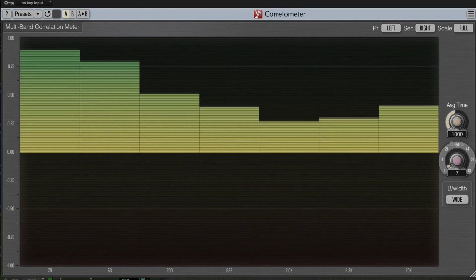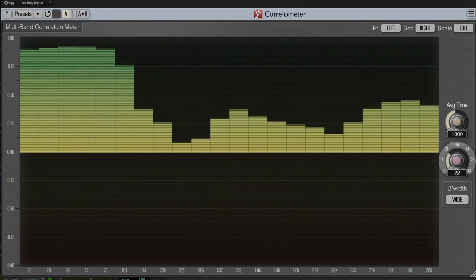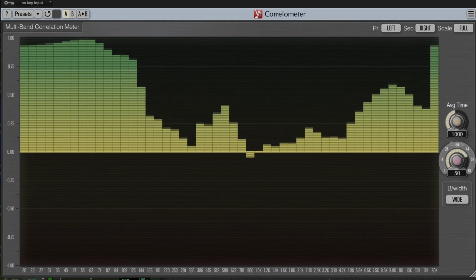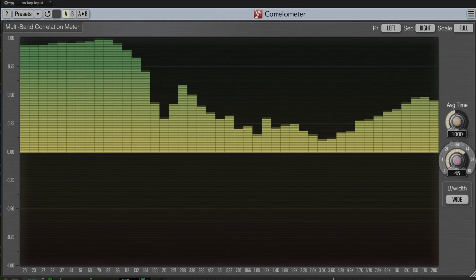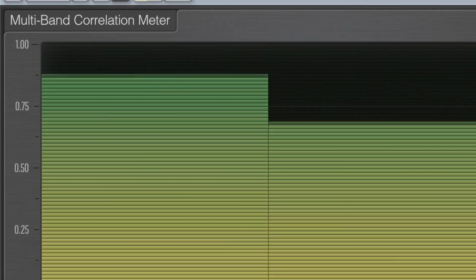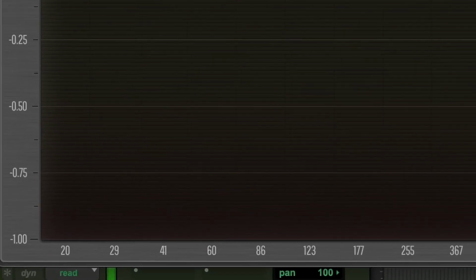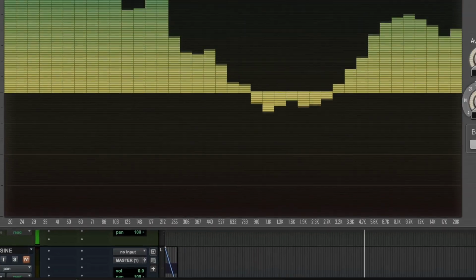A more advanced version of the phase correlation meter is the multi-band correlation meter. Essentially, it does the same thing, but instead of working on the entire signal, it splits it into bands and analyzes each one individually. The result is therefore a graph that shows us the phase correlation for the different bands. On the y-axis, we have +1 at the top and -1 at the bottom, while on the x-axis, we see the various frequencies. This approach allows us to see phase issues in more detail, so we can fix them by intervening only in the bands where it's necessary.